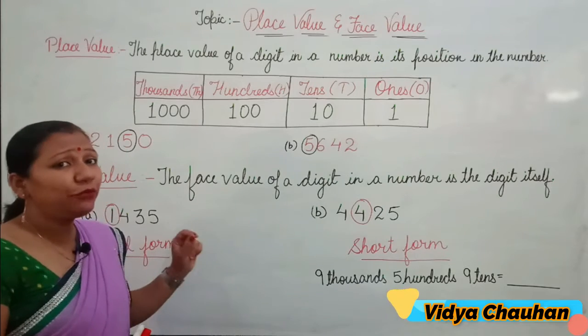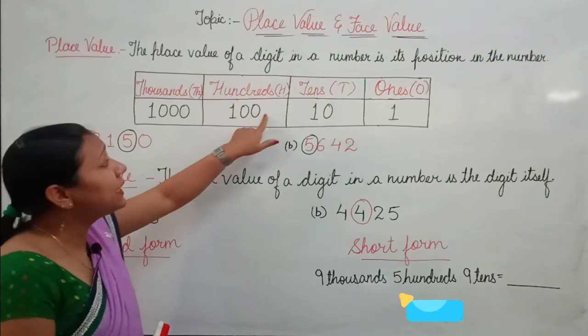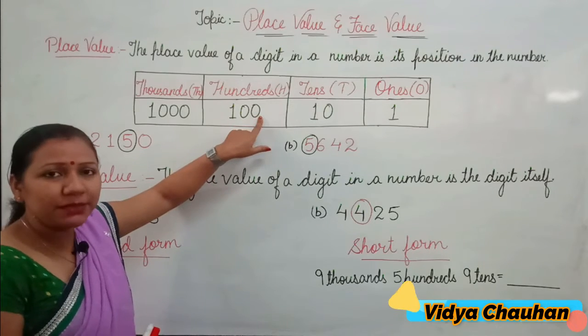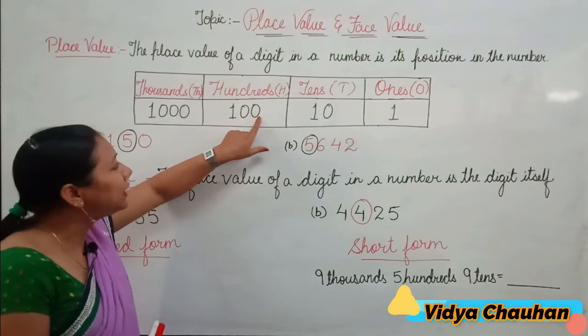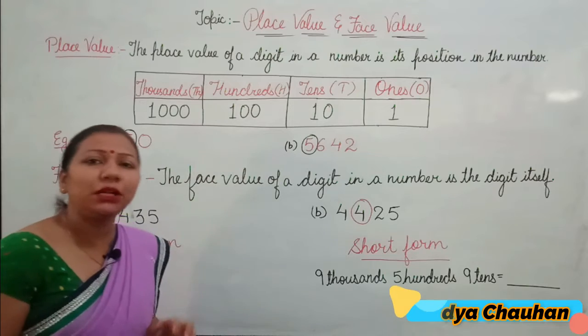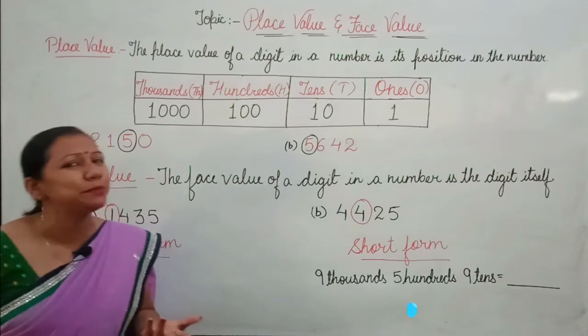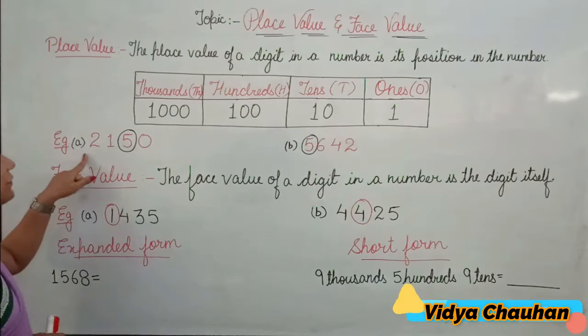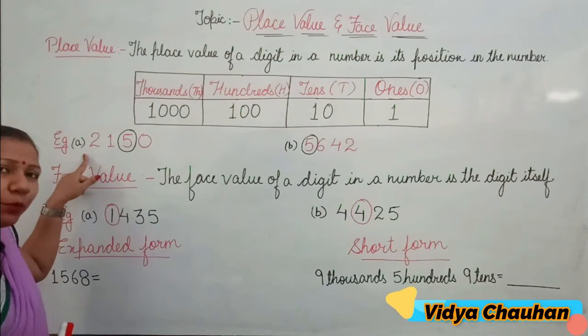Okay students, now if you have to find the place value of any digit in a number, what you have to do, very first find out at which place the digit is. Suppose the digit is at 100 place, so you have to multiply 100 with the particular digit and you will get its place value. Let's see how to do this. Here I have taken few examples from your book exercise.